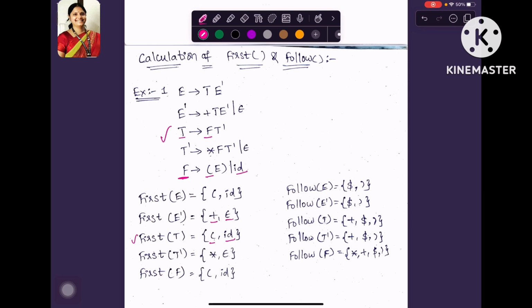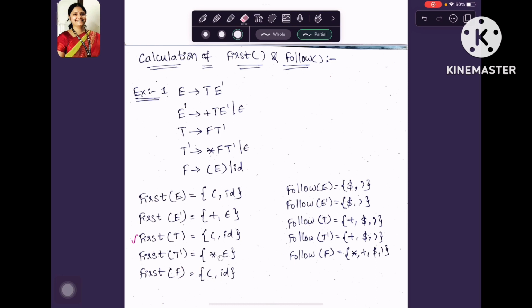Next we will calculate first of T'. T' produces *FT' | epsilon. The immediate symbol present at the right hand side is the asterisk, and the second production is epsilon. So the first of T' will be asterisk and epsilon. Next, first of F will be the open parenthesis and ID, as we have seen already. So this is the way of calculating the first.